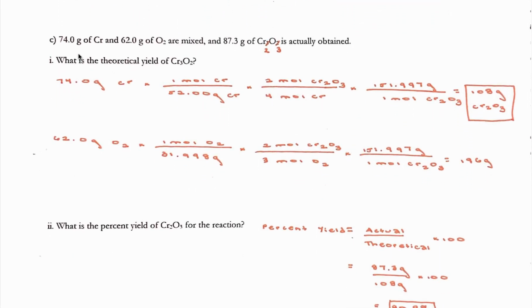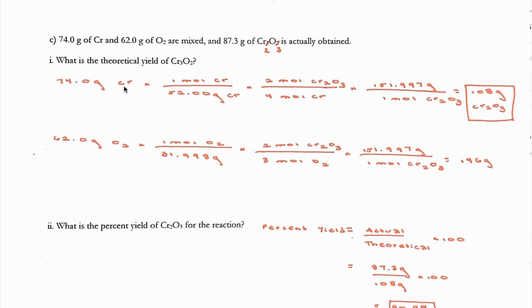If you still didn't have the correct work, next, you're going to allow 74 grams of chromium and 62 grams of oxygen to mix together. So I have 2 different amounts of reactants. So that tells me that this is going to be a limiting reactant problem. Okay, so I start with 74.0 grams of Cr, and I need to get that into grams of, and this should not be Cr3O2, it should be Cr2O3.